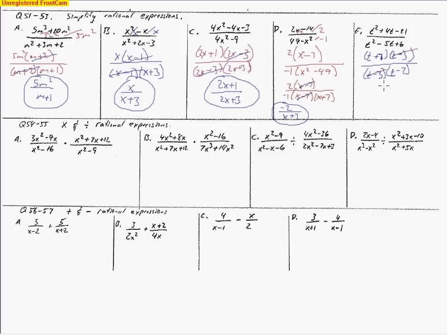Those will disappear. So you're left with a t plus 7 all over a t minus 2. And that is our answer. So let's take a look at our next problem here.